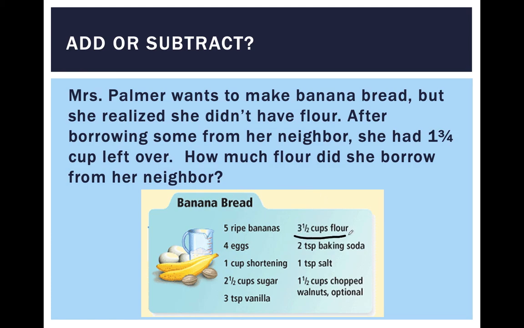If she needs 3 1/2 cups and she has 1 3/4 left over, that means she borrowed more than she needs. So to get that, we would need to add. So the key there is that she has it left over. She used the 3 1/2. She had 1 3/4 left over, so she borrowed the 1 3/4 plus 3 1/2.